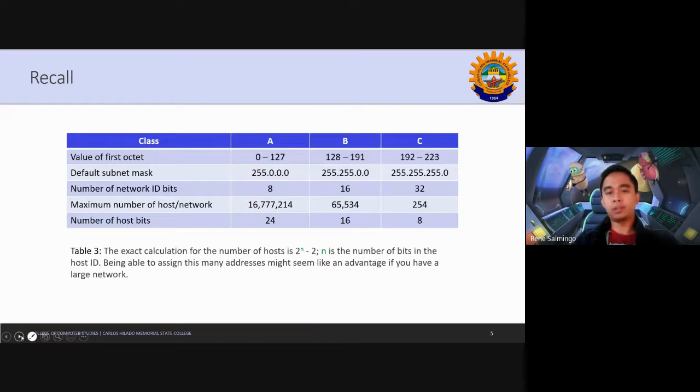As a review, class A, class B and class C are used in IP addressing. The exact calculation of the number of hosts is 2 to the n minus 2. How do we get the value of n? n is the number of bits in the host ID. And how do we get the number of host ID bits? These are the number of zeros, and in the network ID you have the number of ones.